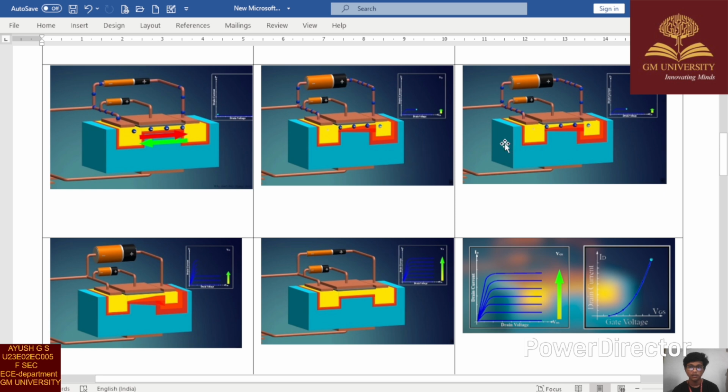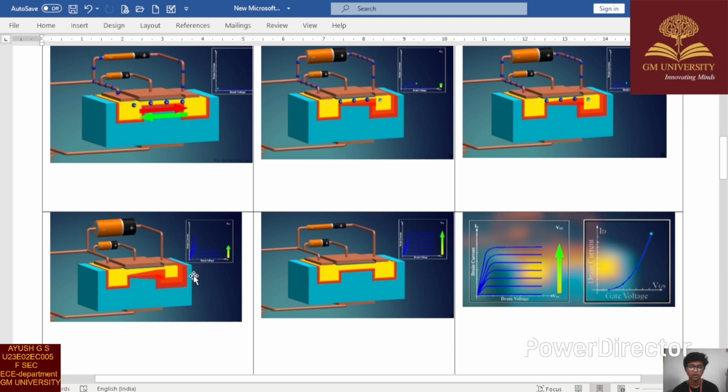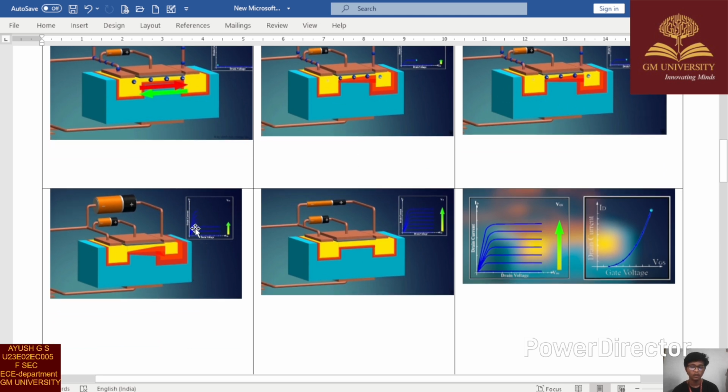As we continuously increase the gate voltage with respect to the threshold voltage, the channel region will also increase. Finally we will get the pinch-off voltage and the saturation region. Here you can see the pinch-off voltage and the saturation region with respect to VDS and IDS. And here you can see the ID and VGS characteristics graph with respect to the gate voltage and drain voltage. This is the final graph we will get.